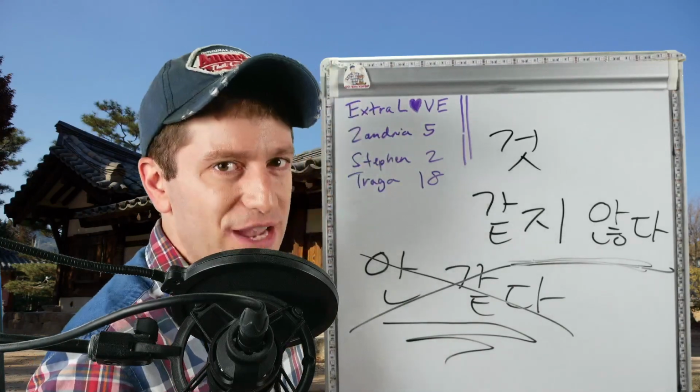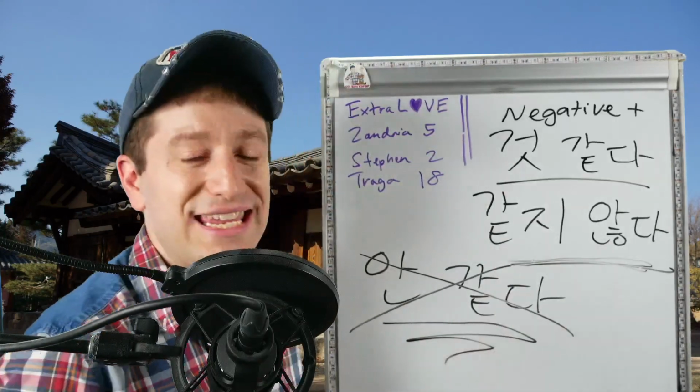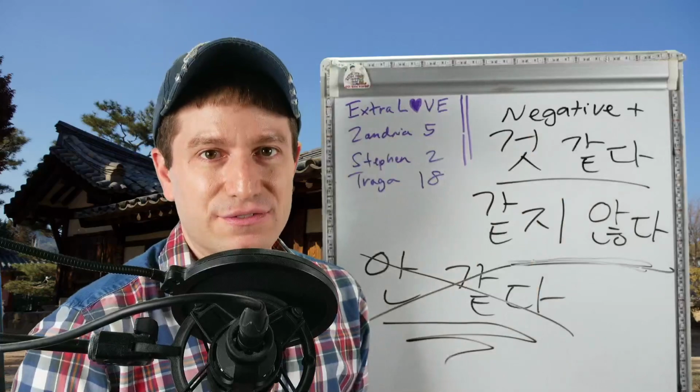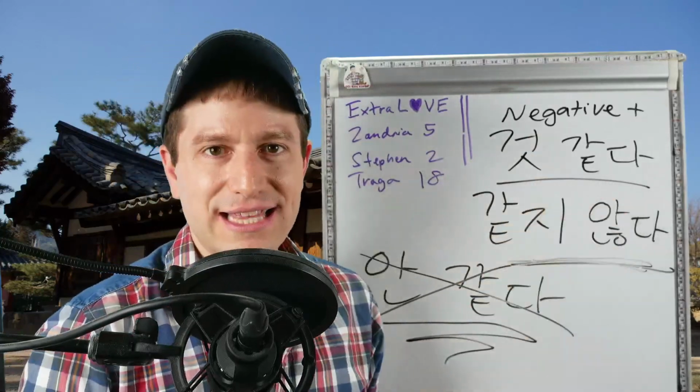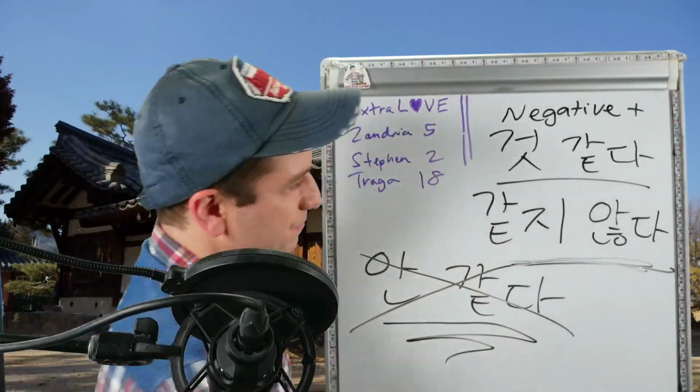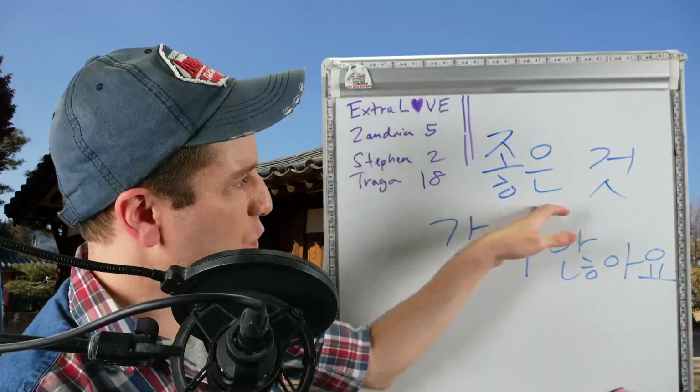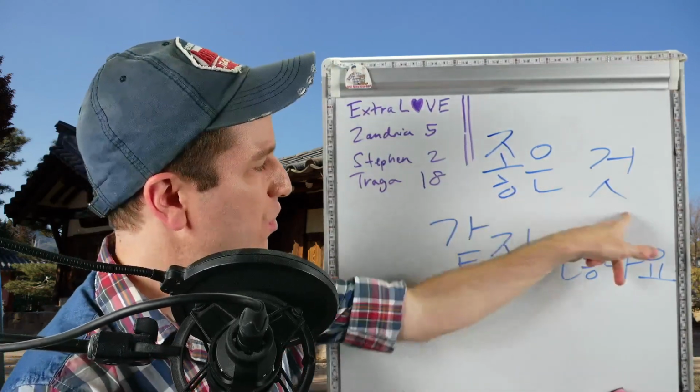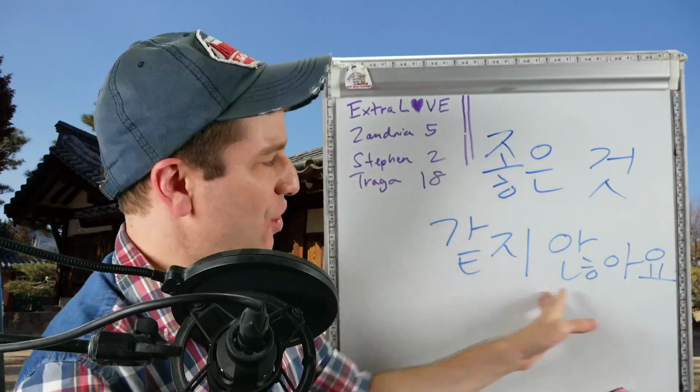But there is a more natural way of doing this, and that is making the verb before it negative and then attaching 것 같다 as usual. Let me give you an example. I don't think it's good. 좋은 from 좋다 to be good. 좋은 것 같지 않아요. I don't think it's good.